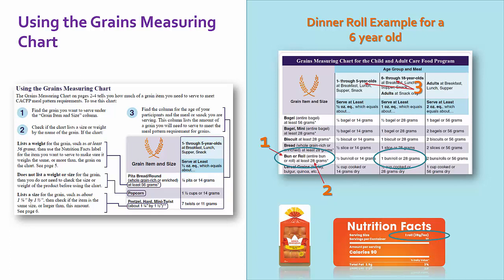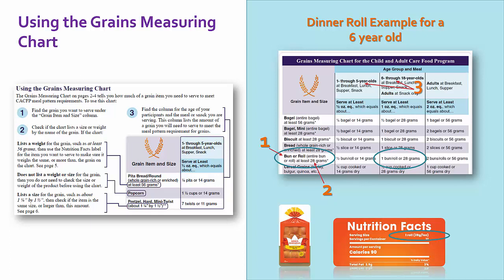So now let's do step 3, and we could actually use this roll because it does meet the serving size, right? Now that we know we could use it, we're going to see how much we should serve. So the first column is for children that are 1 through 5, and the second column is for children that are 6 through 18 years old. So in this example, we're doing a 6-year-old. So a 6-year-old will need to be served 1 roll, 1 bun, okay?